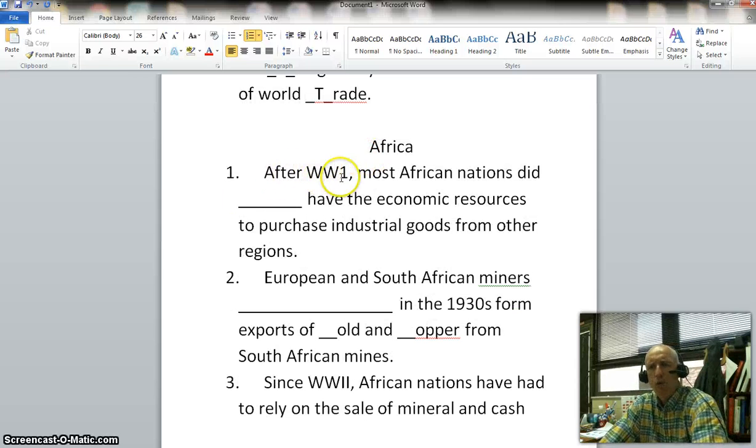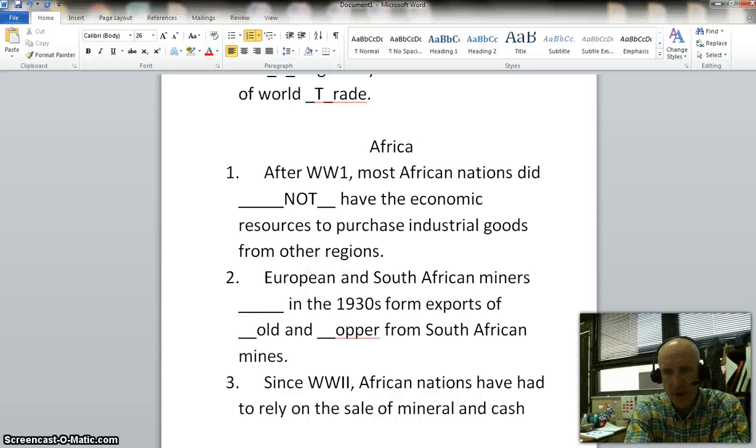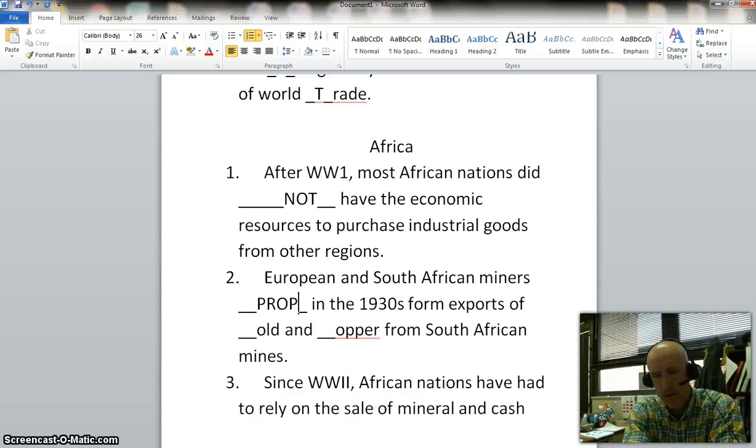Now let's look at Africa. Africa, here we go. After World War I, most African nations did not have the economic resources to purchase industrial goods from other regions. European and South African miners prospered. They were doing good.